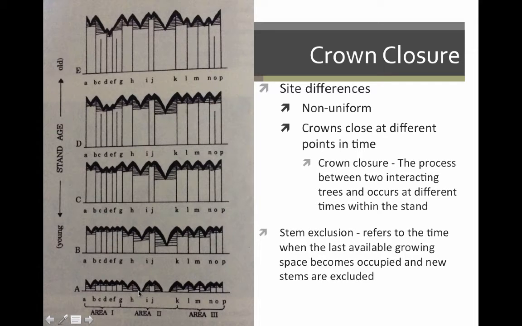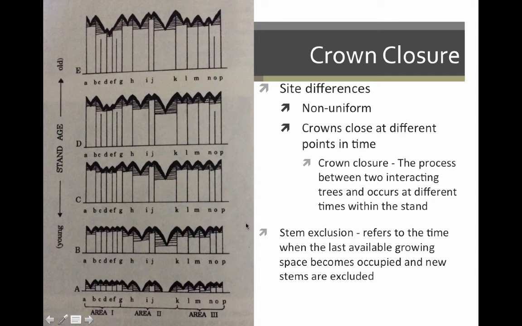We see tree H has kind of staked out. For whatever reason, it got a good spot and it's able to put on more crown. So at this young age of A, it's still free to grow. There's still available growing space for it. Whereas something like C and D, they're already starting to compete with each other.